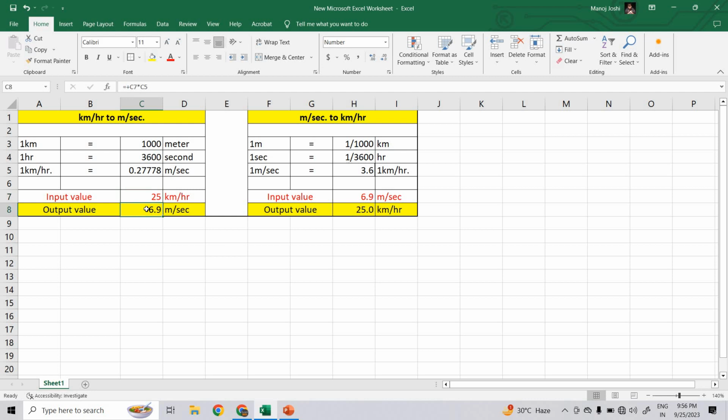see how you could make one Excel sheet so that you will not have to calculate again and again in a calculator. What you will do, simply you will put here your kilometer per hour value. Let's suppose here I am writing 30, and when I enter, my output value will be 8.3 meter per second. It will convert automatically because here I have already prepared one calculation sheet, right? So first of all, let's see what is the relation between kilometer per hour and meter per second.